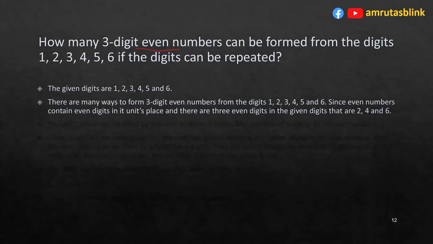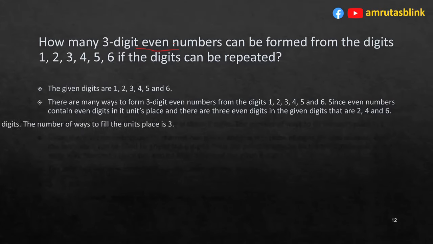So we have already seen the definition of an even number, that is if the number has 0, 2, 4, 6 or 8 at its units place, then the number created will be an even number. Now out of these 6 digits, which digits are suitable, that is 2, 4 and 6. So out of these 6 available digits, if we place 2, 4 or 6 at the units place, then the number created will be an even number.